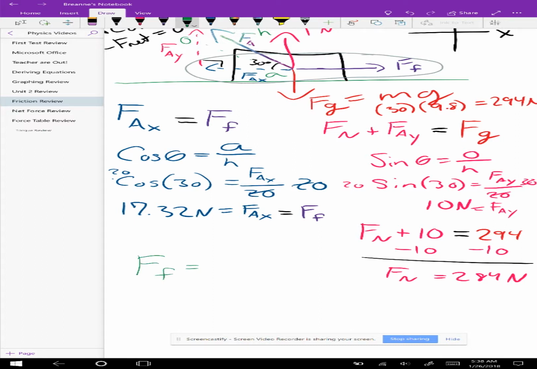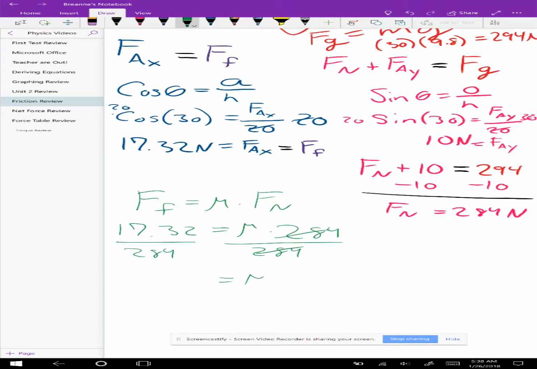Now that we know our force of friction and we know our force of normal, we can just do our force of friction equals mu times normal force. We do 17.32 equals mu times 284. And you just divide by 284. That's a horrible mu. And you get 17.32 divided by 284, and you get about the same coefficient of friction.